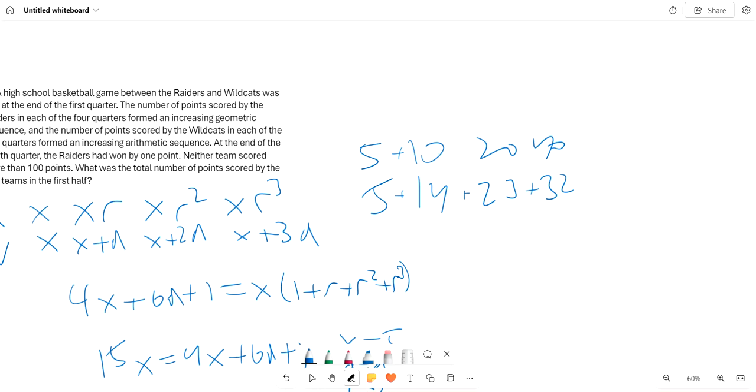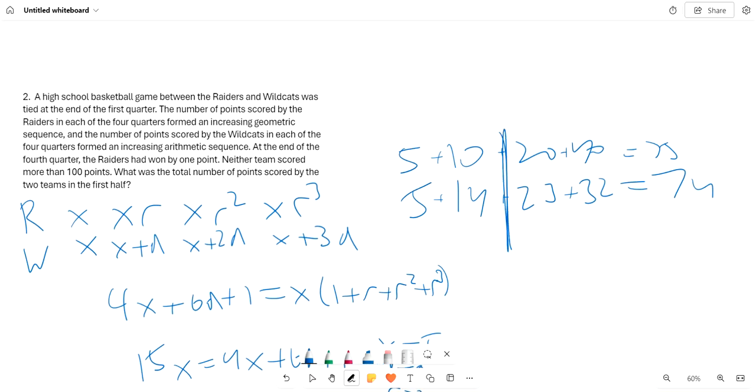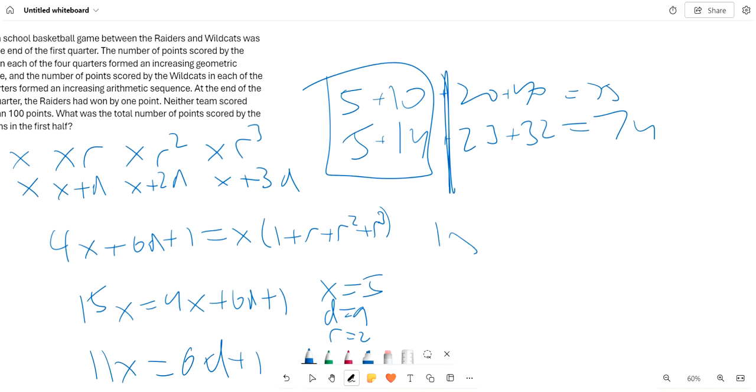then this equals 74, and this equals 75, and the Raiders won by 1 point. So for the first half, we just split this part off and add these 4 things, and we get 15 plus 19, and this equals 34. So 34 is the answer.